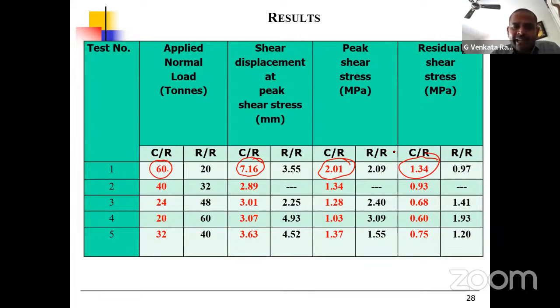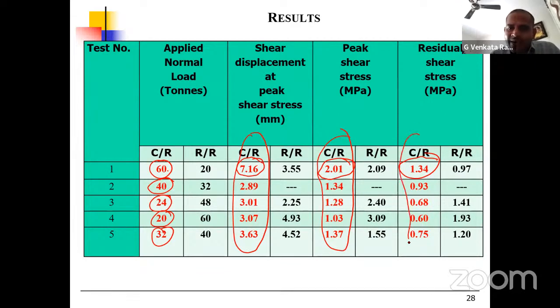Similarly, for rock over rock, I will explain after that, like 60, 40, 24, 20, 30. Like that, I have applied five normal loads. For concrete over rock, I have calculated the displacements and also the peak shear stresses and residual shear stresses. Similarly, for rock over rock also I have calculated in the same fashion.